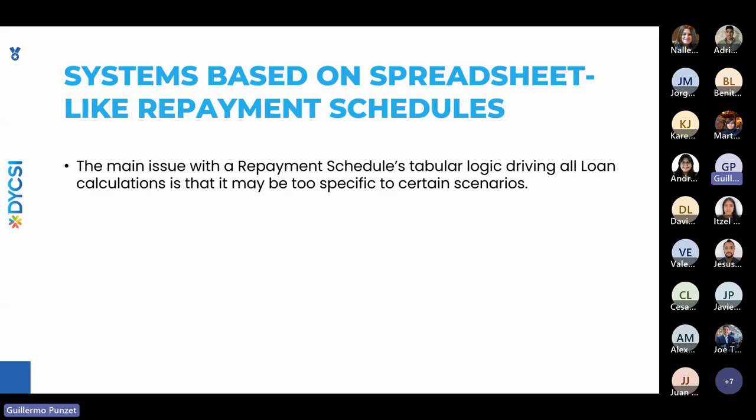The main issue with a repayment schedule's tabular logic driving all of the loan calculations is that it might be too specific to certain scenarios. So think of it. Let's say business analysts create repayment schedules for different kinds of loans and provide those to developers in order to create a loan servicing system. But those scenarios might be too specific. They might not cover future products. They might not cover future necessities. And then eventually critical code might need to be modified in order to accommodate new items or new scenarios.